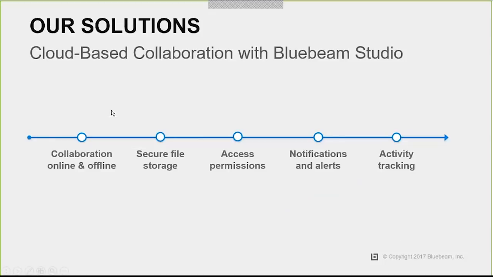It allows us to utilize cloud space on Amazon Web Servers to either store documents or markup in real time. So you can see within Studio, you've got the ability to collaborate both online and offline. You've got secure file storage, the ability to access permissions and determine who has permission to access which documents in which folders. The ability to notify others and alert them to the presence of new markups or data. And then finally, activity tracking.